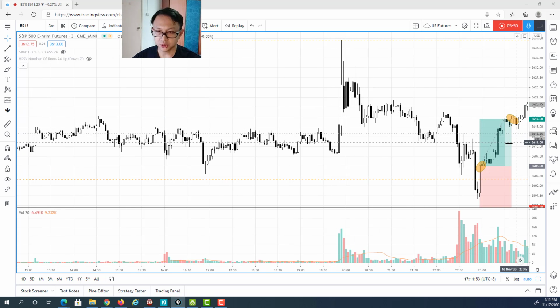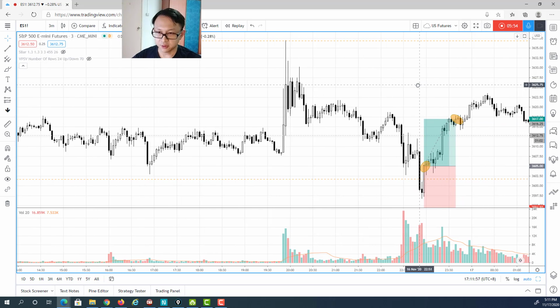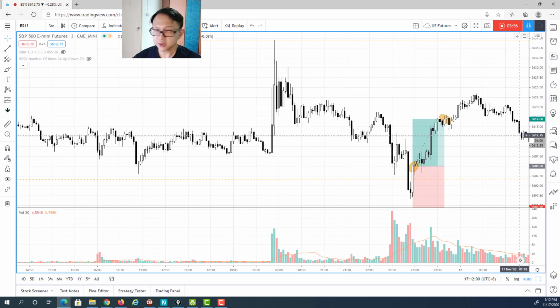So let me just show you the actual trade here. You can see that I have kind of marked it up already, so let me walk you through step by step.